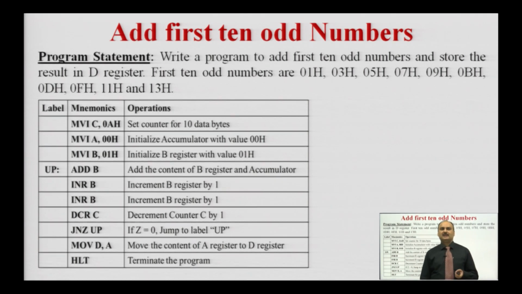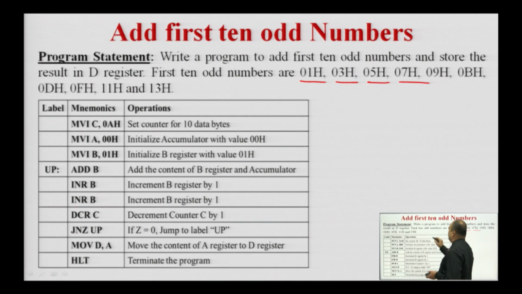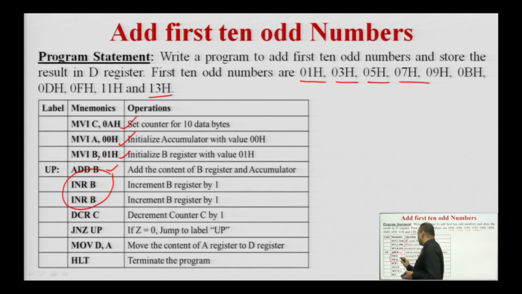Then, the first 10 data bytes, the first 10 odd numbers. Here the odd numbers are 01, 03, 05, 07, and so on up to 13H. Again, we need to add these first 10 odd numbers. So, we initialize MVI C, 0AH, then use the instructions MVI A, 00H and MVI B, 01H. Here the first number is initialized in the B register, and the addition takes place in the accumulator, which we initialize with 00H. Then the ADD B instruction will add the content of the B register to the content of the accumulator. Then we use INR B 2 times, because each time the next number is incremented by 2, that is why we need to increment B by 2.